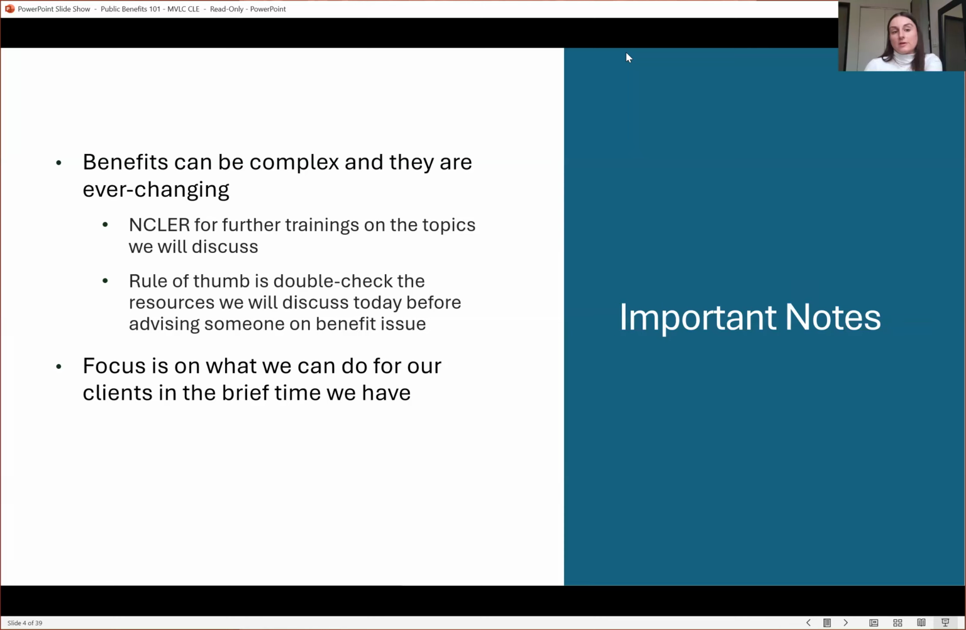And the rule of thumb is always, because of that ever-changing nature, to double check the sources and the resources before giving a client affirmative advice on benefits. And our focus, just to field questions, is on what we can do for our clients in the brief clinic time that we have. There are a lot of complicated questions that are going to arise today, certainly. My email is at the end of this PowerPoint. I would just ask that you write down those more complicated questions and send me an email after the presentation.